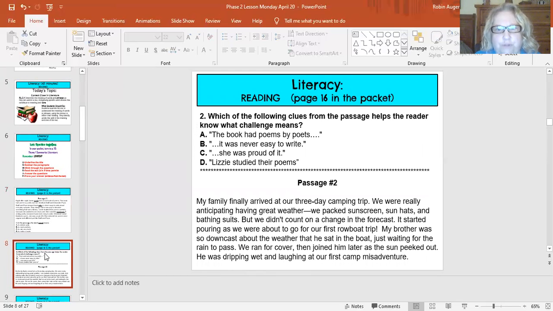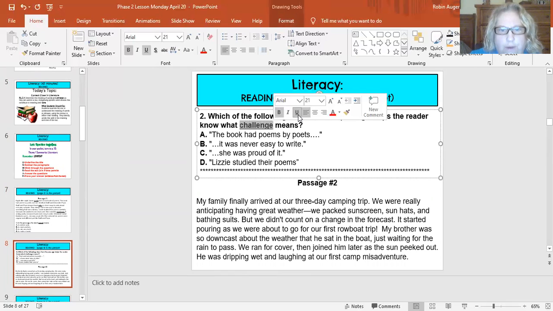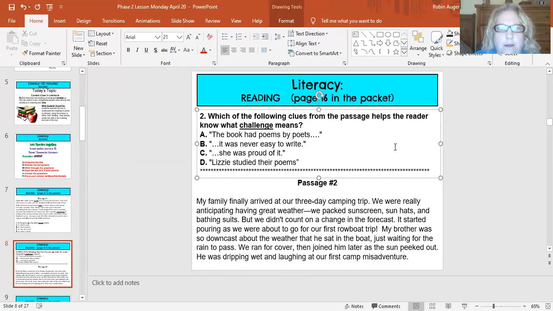Which of the following clues from the passage helps the reader know what challenge means? And again, I'm going to underline that word. Okay. Which of the following clues from the passage helps the reader know what challenge means? A, the book had poems by poets. B, it was never easy to write. Okay, if something isn't easy, okay. C, she was proud of it. Okay, well, I don't know if that means anything about a challenge, but let's see. And D, Lizzie studied their poems. Okay, so those are the 4 answers.